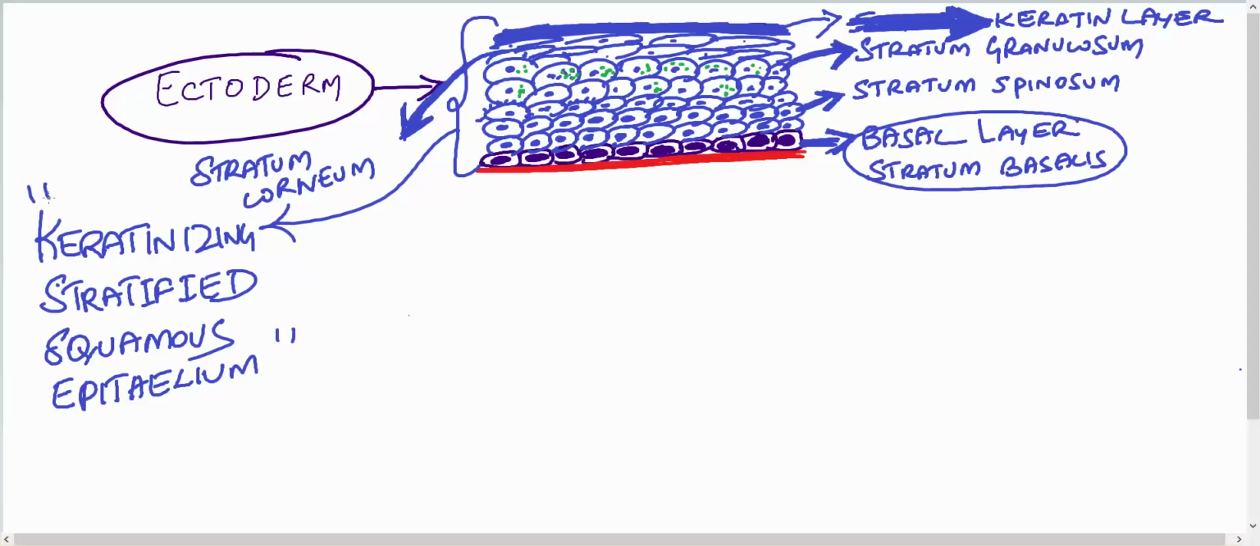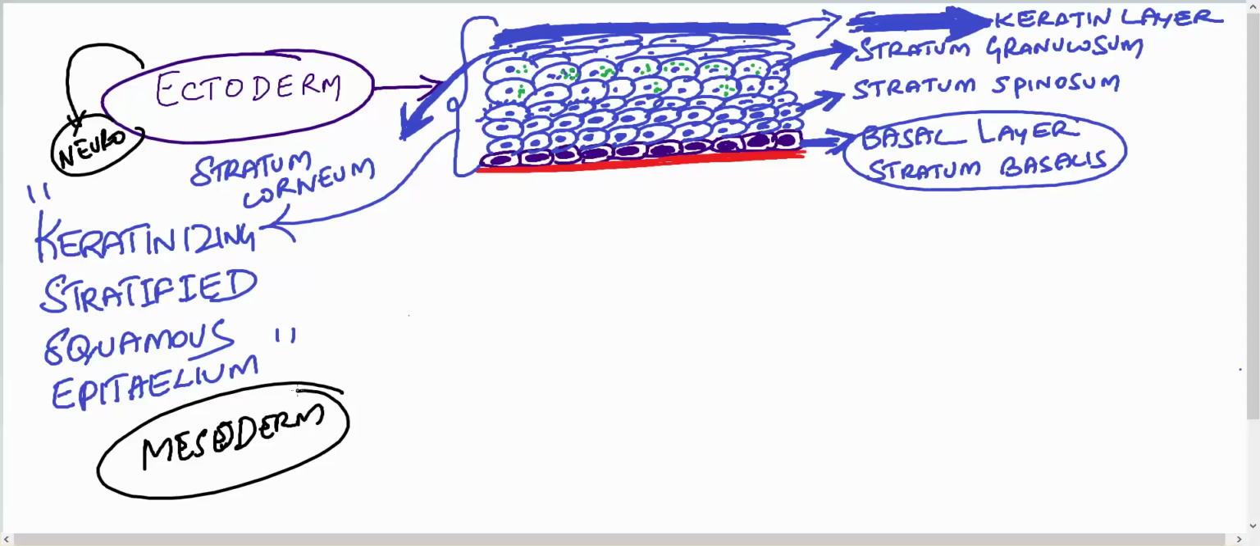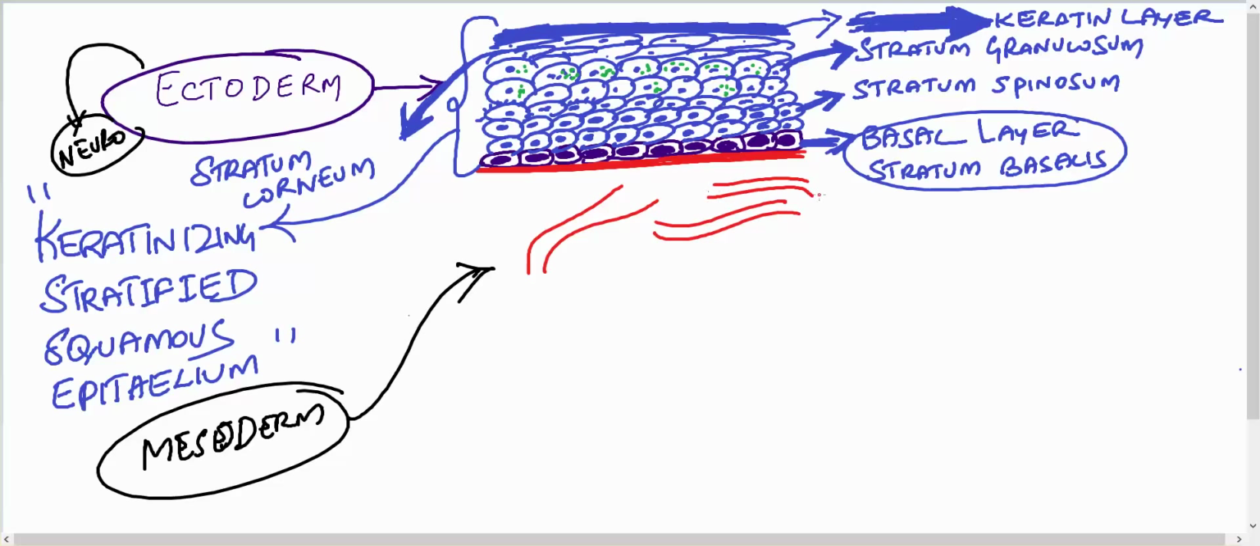Now you all know the type of epithelium in the skin. It is a keratinizing stratified squamous epithelium. This whole layer of cells comes from the ectoderm, and from the ectoderm the neuroectoderm comes. From the neuroectoderm the brain is formed, the central nervous system is formed. From the mesoderm, I told you, all the muscles, bone, cartilage, blood vessels and blood come, right? From this mesoderm, the blood vessels come just below the skin, and supply the skin epithelium.